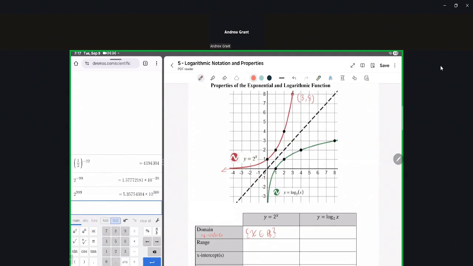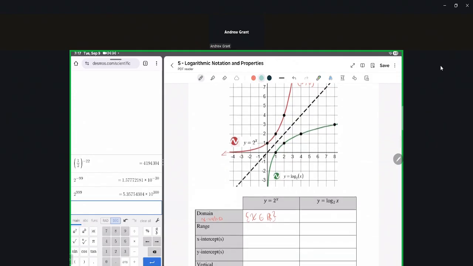Well, what about the green function, y equals log base 2 of x? For this one, if you notice, for x values, we seem to be getting very close to this 0 value, but then it doesn't kind of get there. And that's because you can't take the log of a negative number.